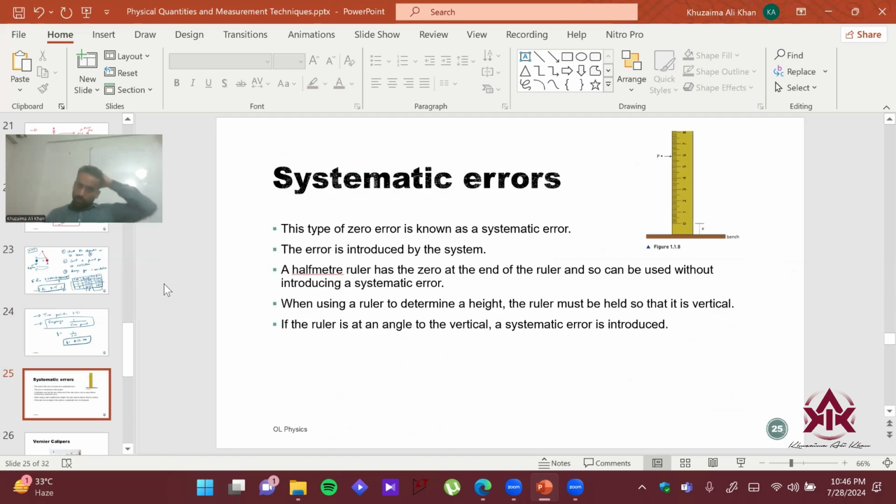Now we had systematic errors over here. Before that, we had human reaction times that were introduced by us. We had parallax error that was also due to humans, by taking measurements. Now we have something called systematic errors. Can anyone tell me what is the difference between an error introduced by us versus an error introduced by the apparatus? It's systematic errors. Give me a guess. A guess would work.